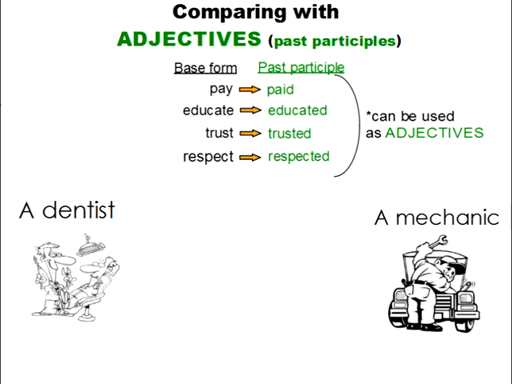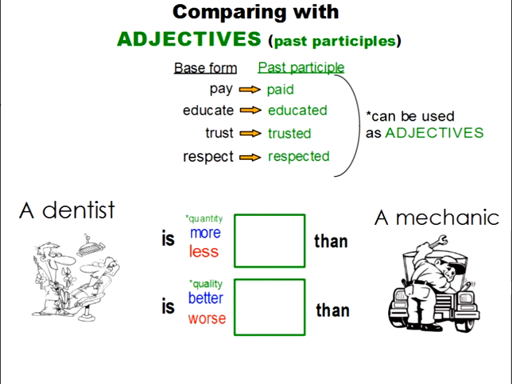Not all past participles, but some past participles I can use like an adjective. And if I use them like an adjective, I can compare them too, okay? So if I think of a dentist and a mechanic, I'm going to look at the first idea, paid. Well, if I think of the quantity of pay, I can use more and less. The quality, I can use better and worse, and I can compare them.